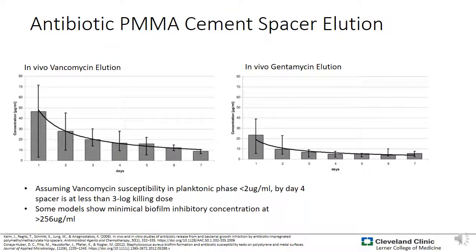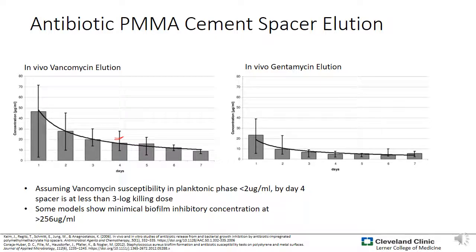And part of this is maybe due to the characteristics of antibiotic elution from these spacers. So if we look at this study by Kelm et al., we can see that by day 4, we have less than 20 micrograms per milliliter concentration in the solution in the joint or surrounding the spacer.